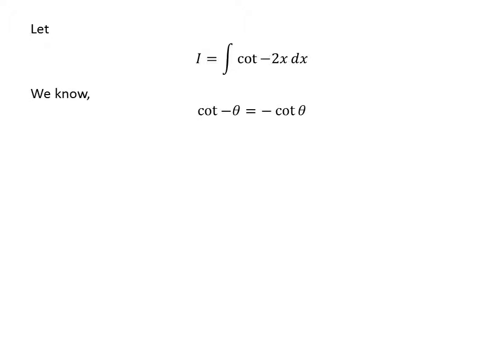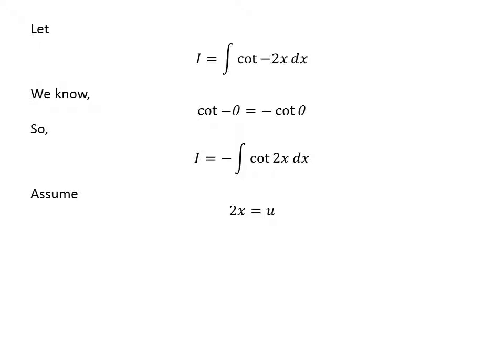As we know, the trigonometric identity cotangent of minus theta is equal to minus cotangent of theta. The video explaining how to derive this identity is appearing in the upper right corner. Also, the URL address of the video has been mentioned in the description section. So, I is equal to minus integral of cotangent of 2 times x.